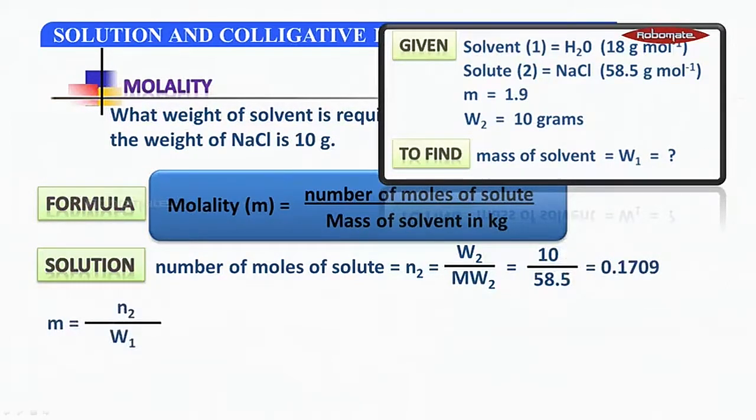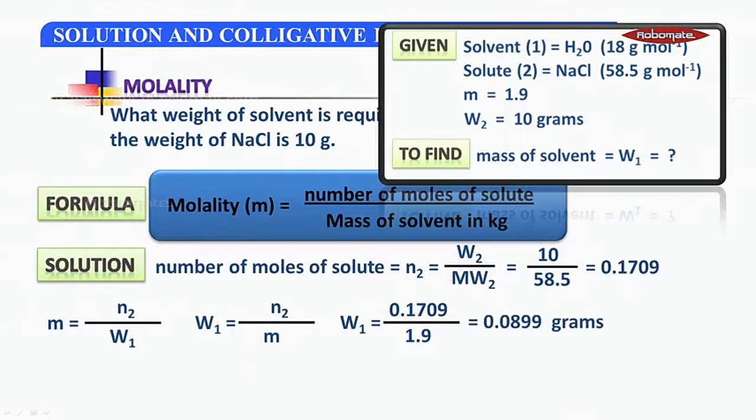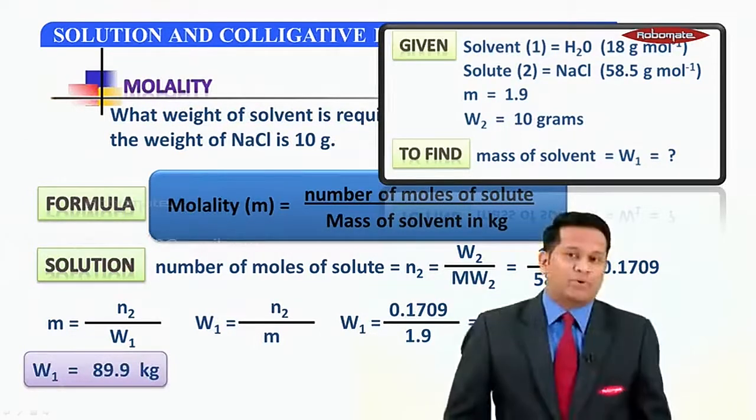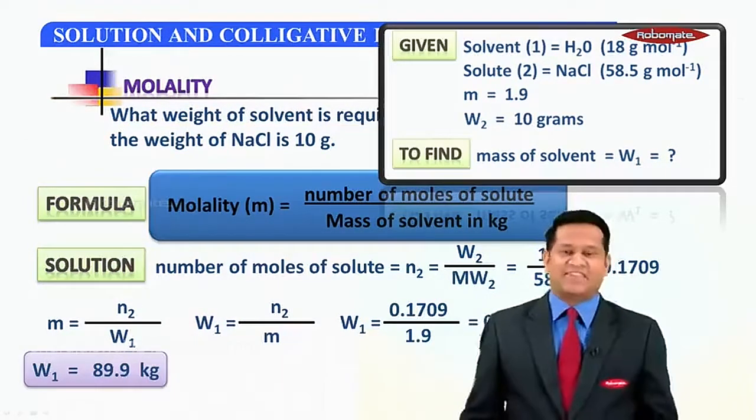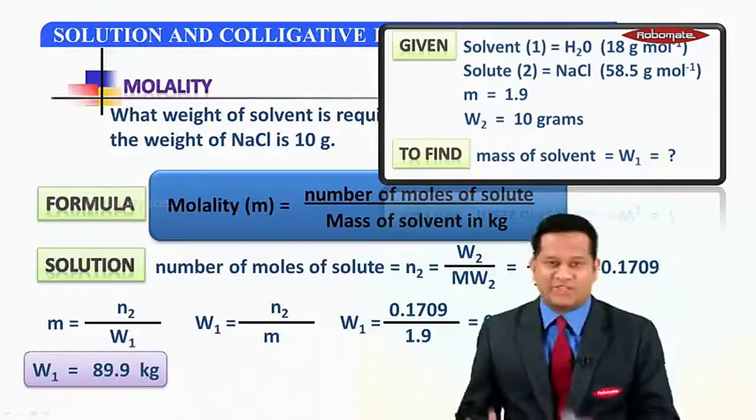Let's go with the formula for molality, which is N2 upon W1. So from here I can get the value of W1 as N2 upon small m. N2 is 0.1709 and molality is 1.9. If I just solve this, the answer is 0.0899 kg. So the answer for W1 is 89.9 grams if I just convert from kg to grams.